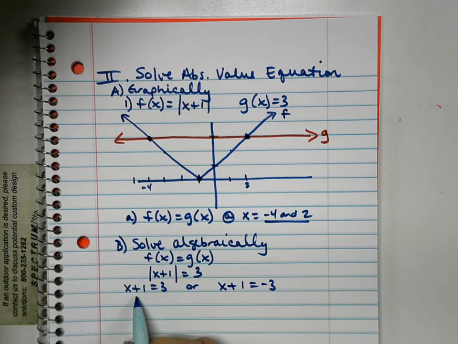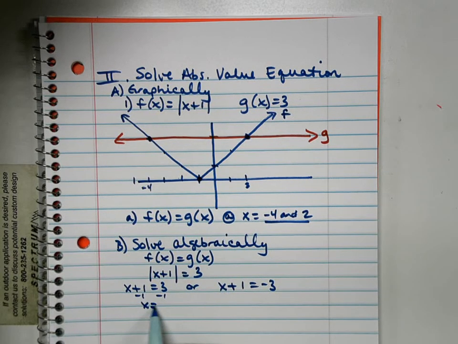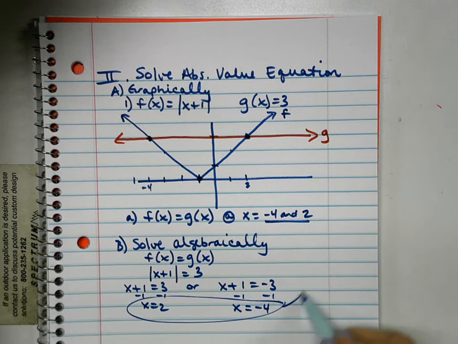Subtract 1 here, and you got x is 2. Subtract 1 here, and what do you get? x is -4. Okay, look at those answers, and look at what we found graphically. Same thing. Should be the same thing.